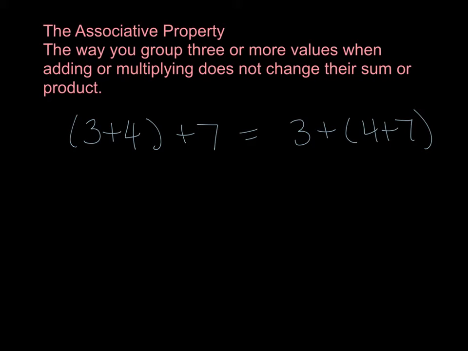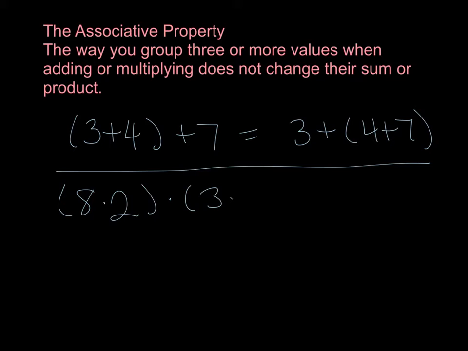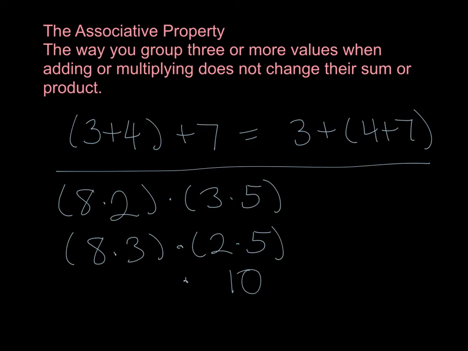And if you're wondering why we would do this, why this would be helpful or useful, let's look at another example, and let's take 8 times 2 times 3 times 5. It would be easier in this case for us to group the 8 and the 3 together and the 2 and the 5 together. And that's because the 2 and the 5 together would make 10. And it's always easy to multiply any number by 10. So 8 times 3 is 24. 24 times 10 would be 240.